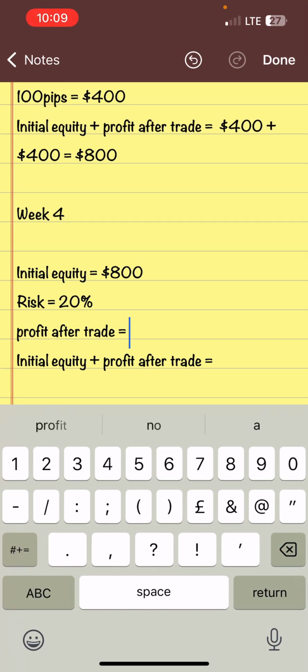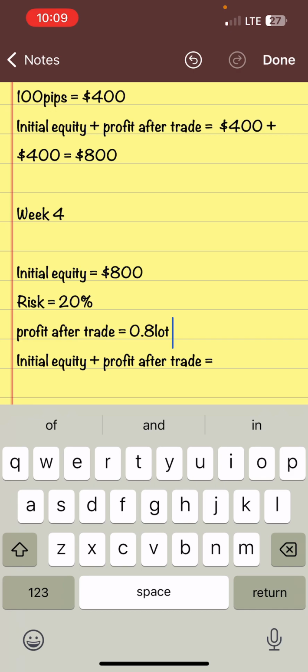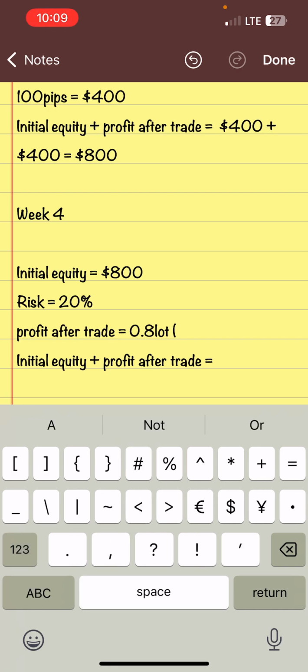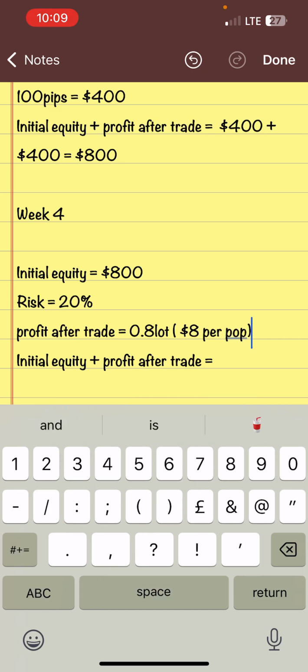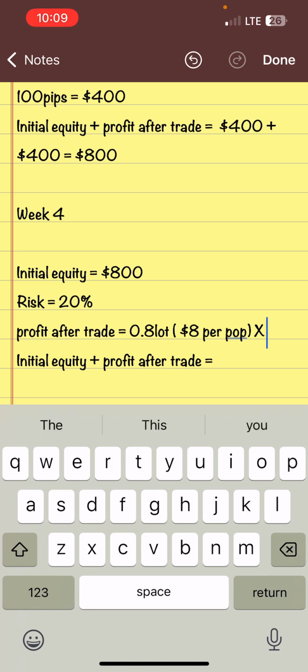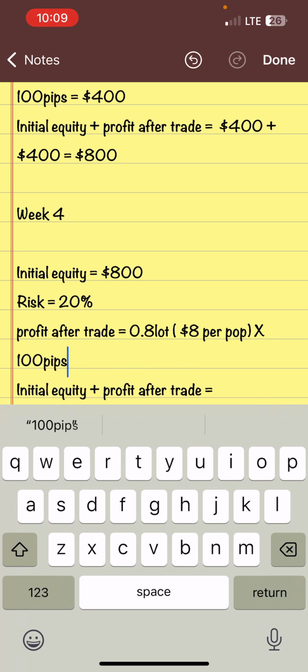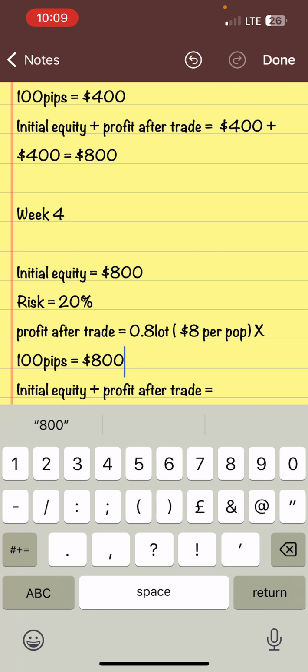All right. Profit after trade, meaning that 0.8 lot. Okay, $8 per pip times 100 pips in a week. So if you have 50 pips, all right, 50 pips in a week is still a gain. Even if you have 10 pips in a week, it's still a gain. All right. So that's we have $800. Because 8 times 100, 800.